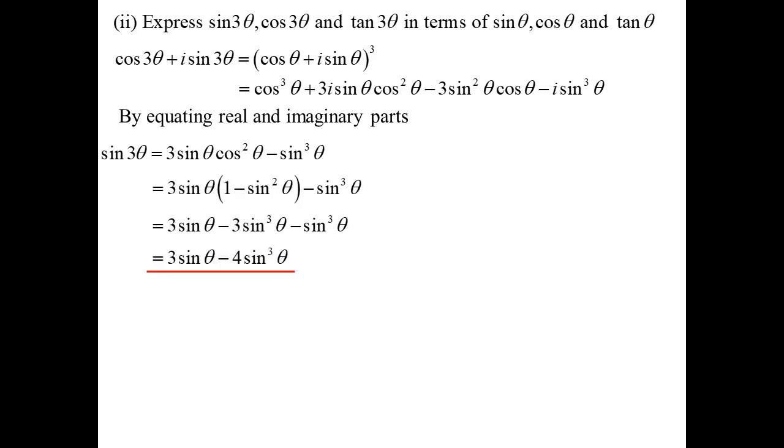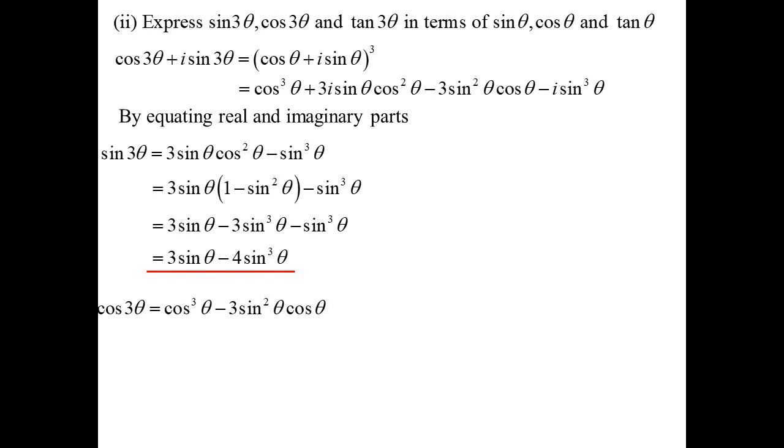Let's do the same thing. Well, cos 3 theta plus i sin 3 theta is (cos theta plus i sin theta) cubed, expand out the cubic, equate the real and imaginary. There's an expression for sin 3 theta. Now, if you want it just in terms of sin theta, then I can go, well, cos squared is 1 minus sin squared, play with that, and we get 3 sin theta minus 4 sin cubed.